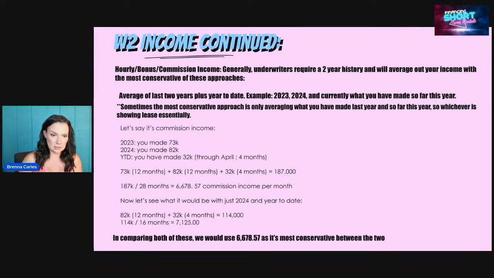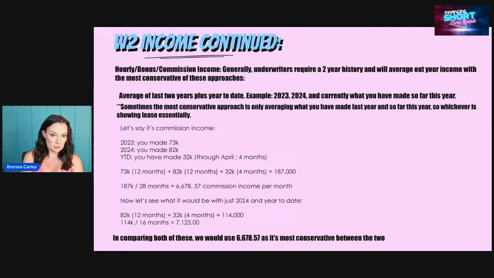Let's say it's commission income. So this is the example I'm going to give you. In 2023, you made $73,000 in commission-only income. 2024, you made $82,000. And then year to date, let's say through April, which is 4 months, January, February, March, April, yes, 4 months, you made $32,000 so far through April. So we're going to look at both of these calculations to see which is the most conservative.